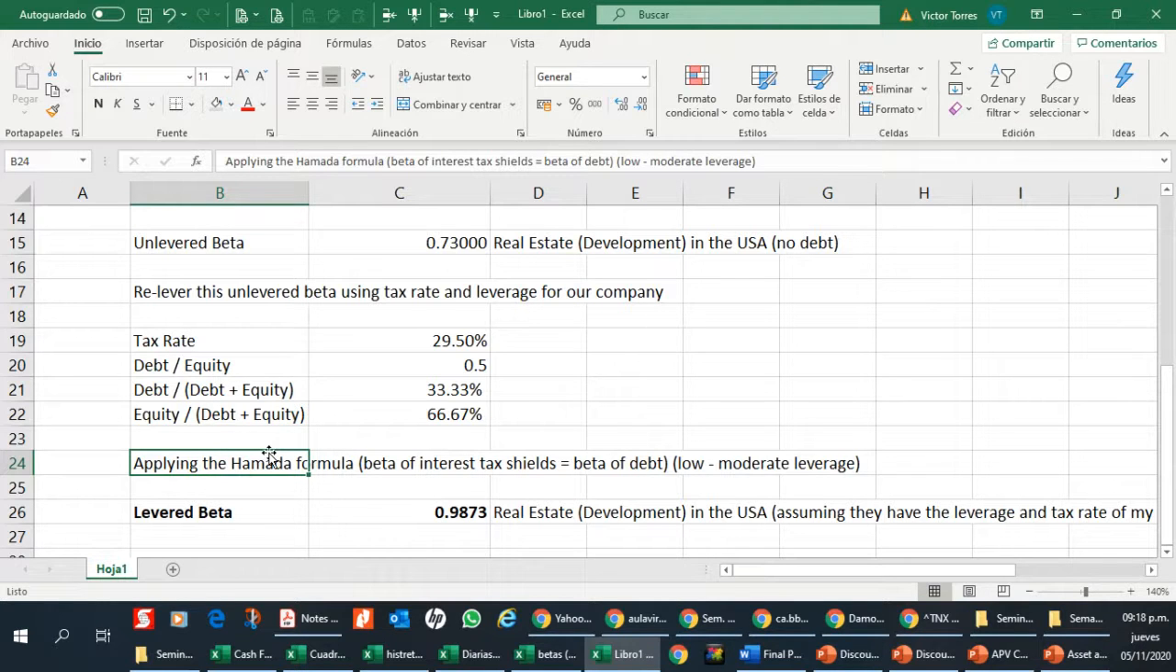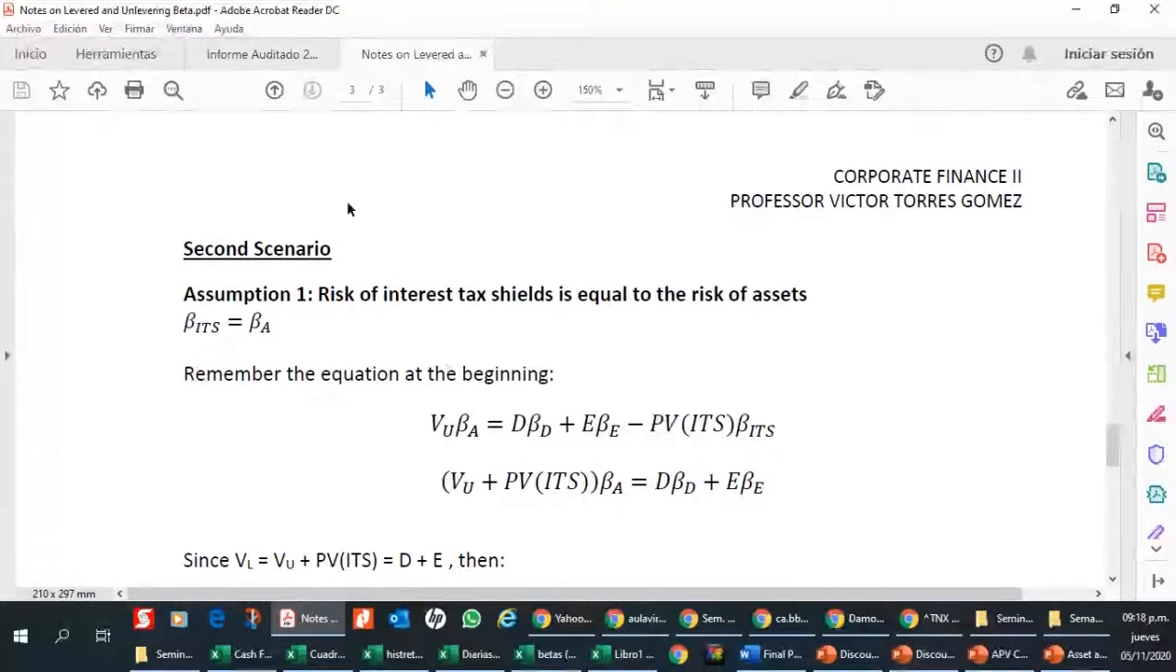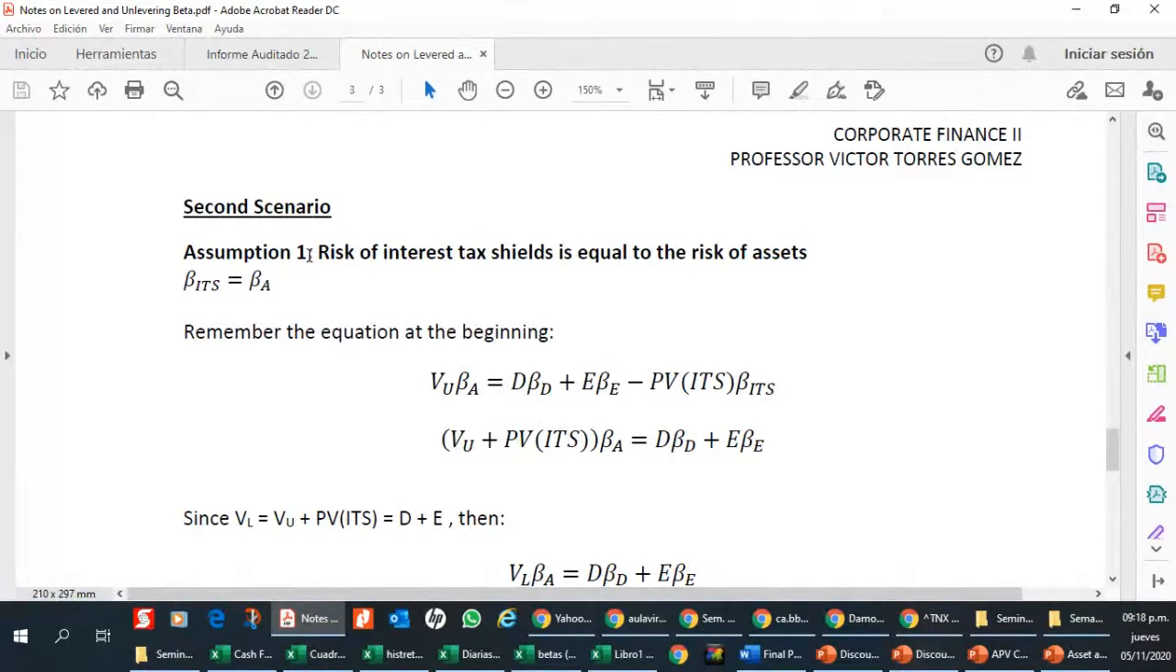And in that case, right, what you probably would have needed to do is transform everything to a different formula, right, to relever the beta, right? And given the time, we're going to go into that next class, but it's here, it's in the notes. It's a second scenario, right? What happens if the risk of the interest actually is similar to the risk of the assets, right? It's a different assumption. So the level of risk is so high, right? It's more similar to the risk of the assets.